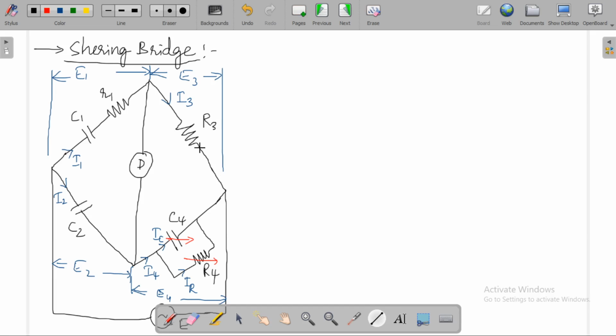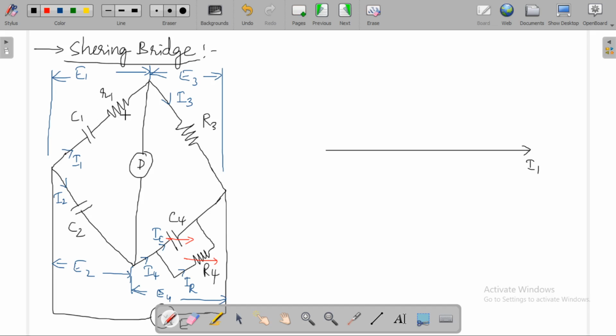Now let me take current as reference vector. I am taking I1 as reference vector. So this is I1. Okay, and now let us consider this branch first.